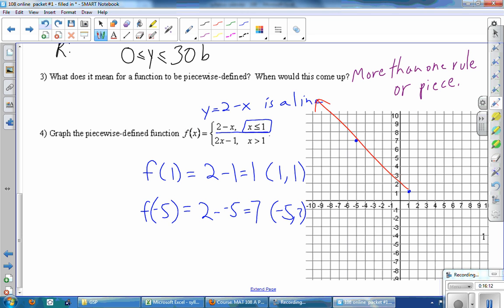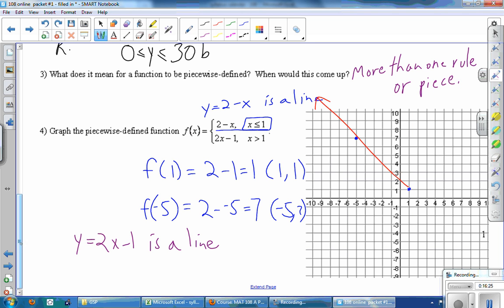Okay, the next one, y equals 2x minus 1. Again, it is a line, so again, I need 2 points. So let's pick 1 point that's kind of far out here to the right. For example, let's pick x equals 5. So I'm going to pick 5 here. And if I plug 5 into the bottom rule, 2x minus 1, 2 times 5 minus 1, I get 9. So that's the point 5, 9.